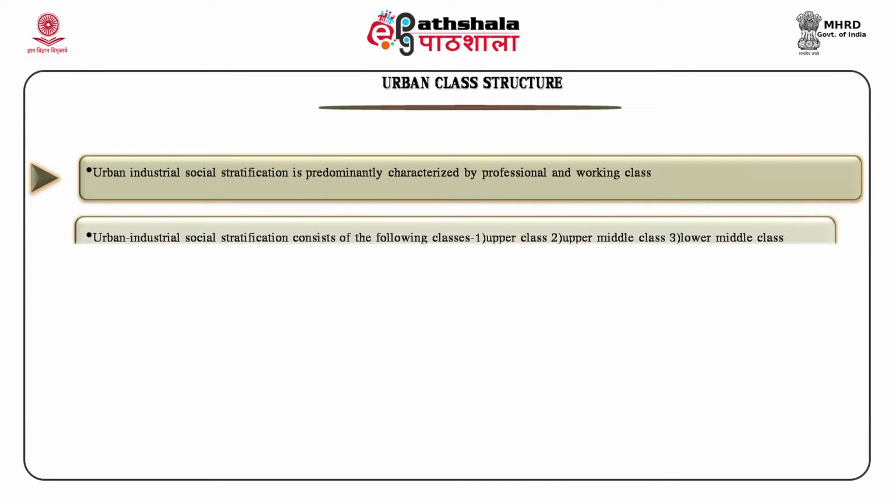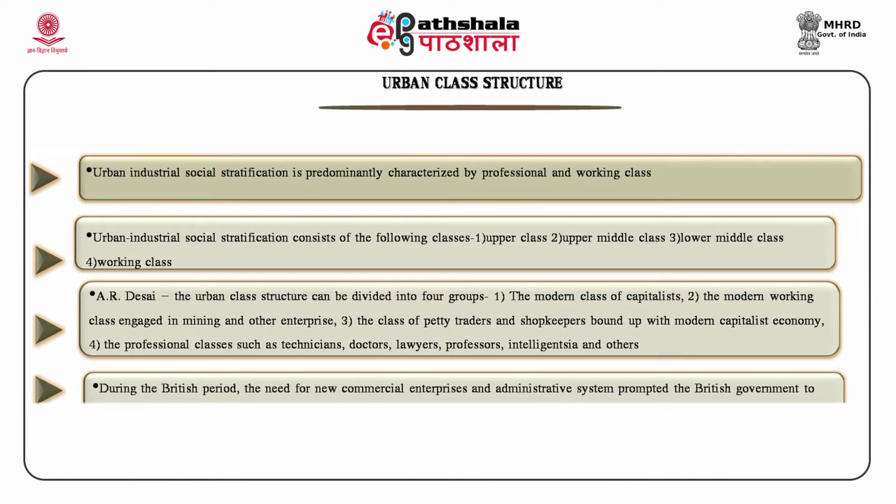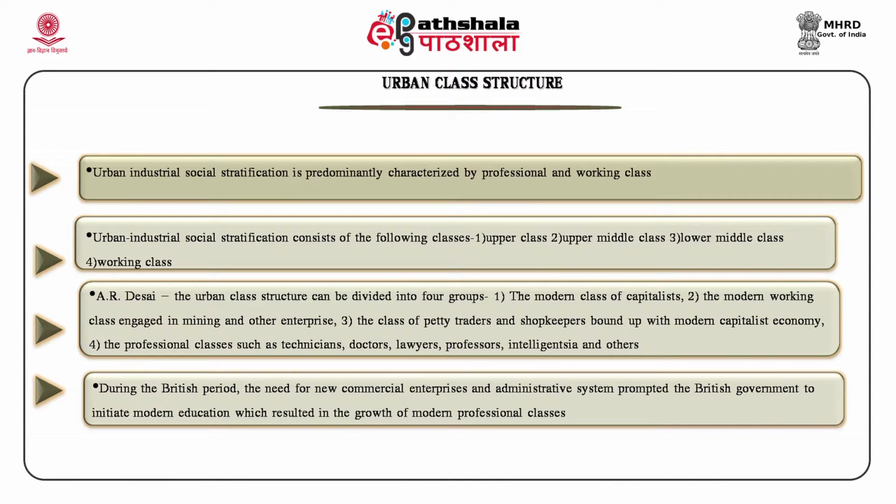Section 2. Urban class structure. Urban industrial social stratification is predominantly characterized by professional and working class. Professionalism requires training in order to acquire skills for performing specific kinds of labor and work. Professional classes reflect social and structural differentiation in the fields of occupation, industry, and economy. Emergence of professional classes focuses on the prominence of social mobility in the persisting social stratification.